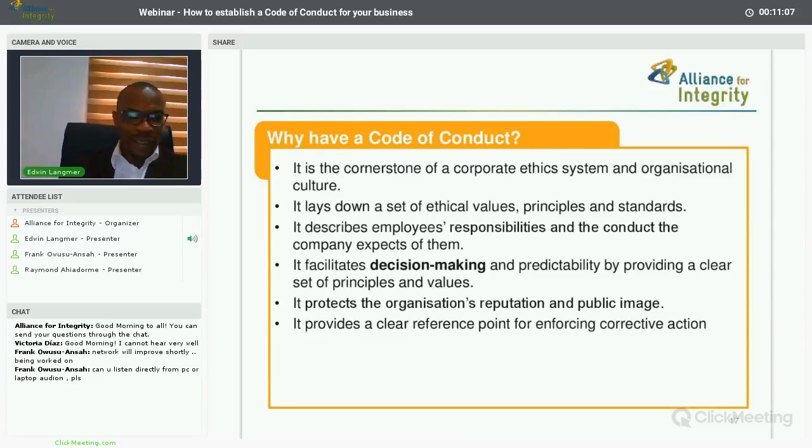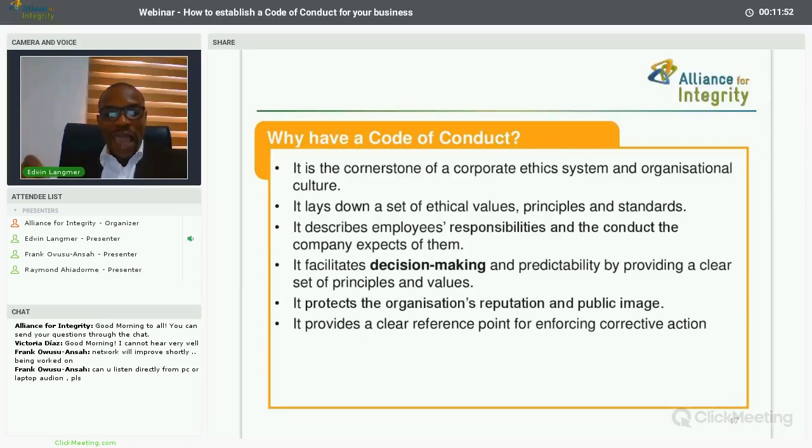Now, why have a code of conduct? Firstly, the code of conduct is the cornerstone of the corporate ethics system and organizational culture. So in brief, the code of conduct is what points to what is expected of the employees in the organization. Secondly, it lays down a set of ethical values, principles, and standards. So what we are basically saying is the code of conduct provides the roadmap as to what the do's and don'ts are in the organization.